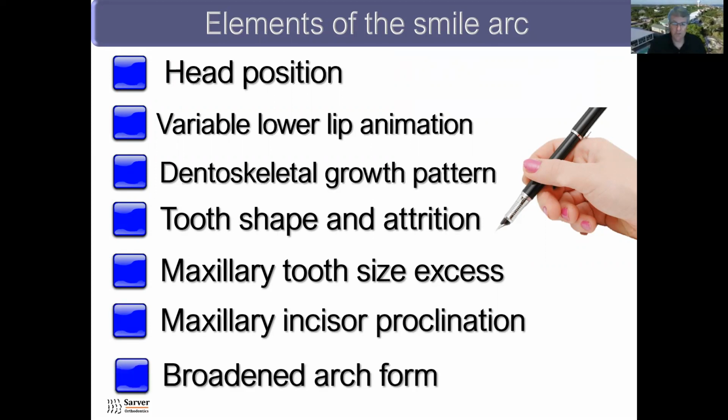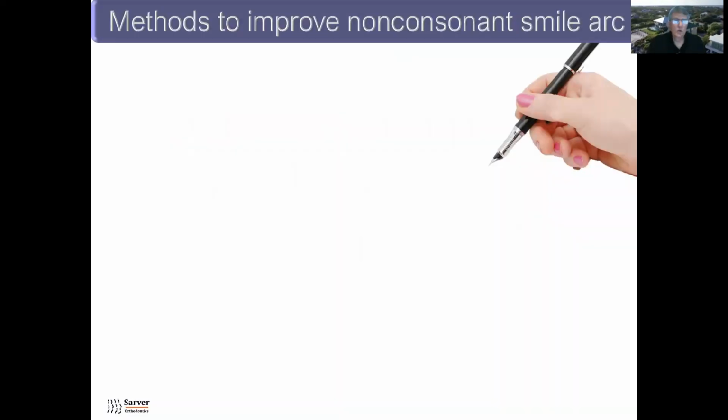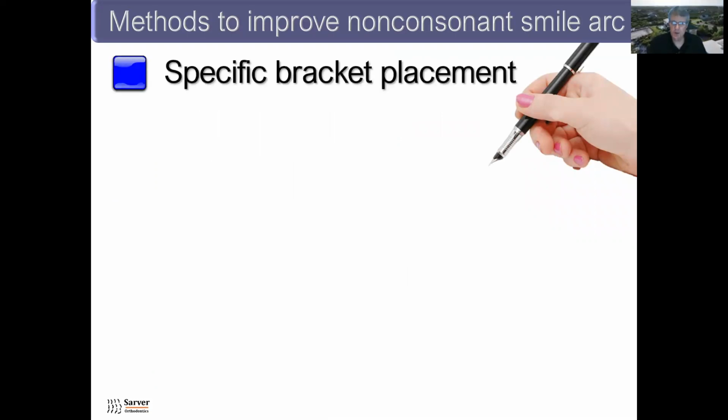Obviously, we're not going to have time to cover all these right here, but they are published and you will be able to find them. That number of things is what I've come up with as all the things I see that influence the smile arc, and things that we checklist when we're looking at a flat smile arc, for example. It could be one of all these things or a number of them. Which then leads to, what methods do we have to improve a non-consonant smile arc?